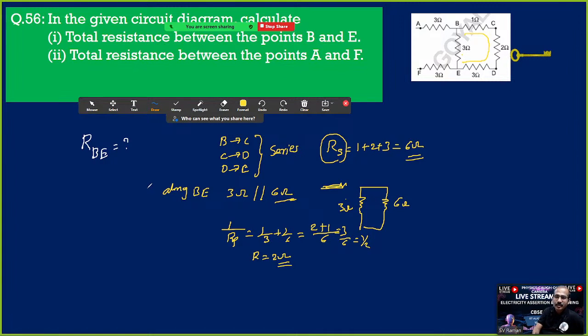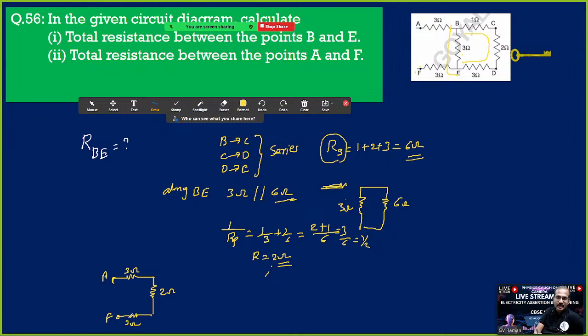Yes. Now, second question. Total resistance between point A and F. Between these two, what is it? Up to B and E, we got that 2 ohms. Now A and F. A value is 3 ohms. Again, this total resultant resistance, we got 2 ohms. Again, here 3 ohms. A to F, they are asking the total resultant resistance.